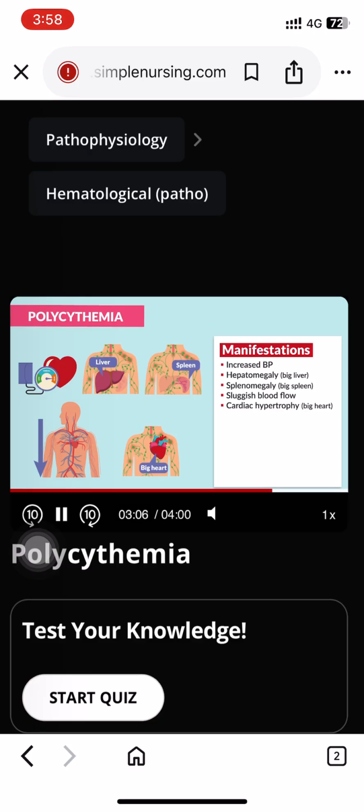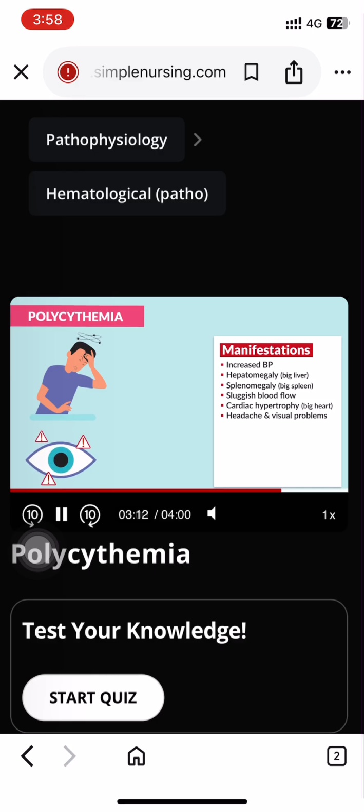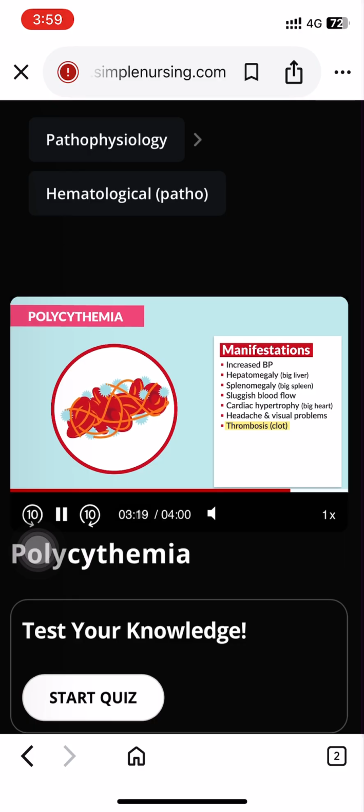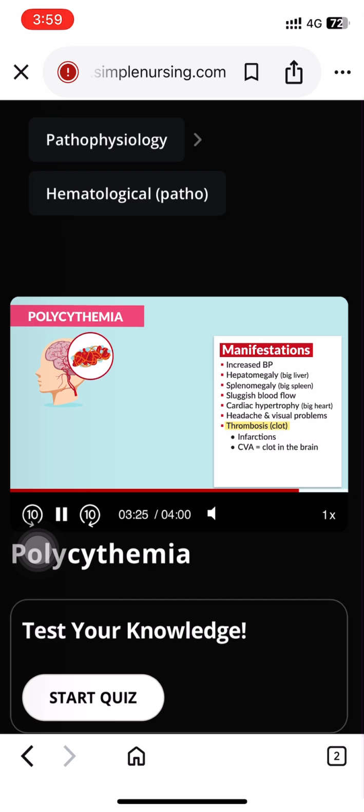Now, this is from the heart trying its hardest to pump against that thick, viscous blood, as well as headaches and visual problems from that slow blood flow to the brain and eyes. And it could even indicate a thrombosis, or basically a clot, which leads to organ infarctions. So a CVA is that clot in the brain, a cerebral vascular accident.